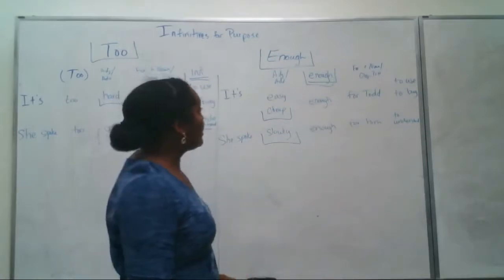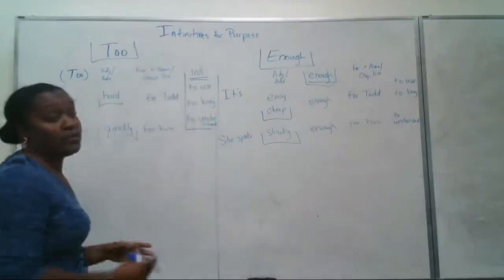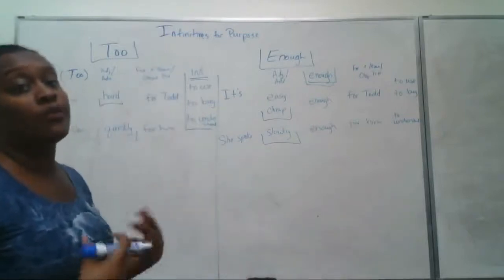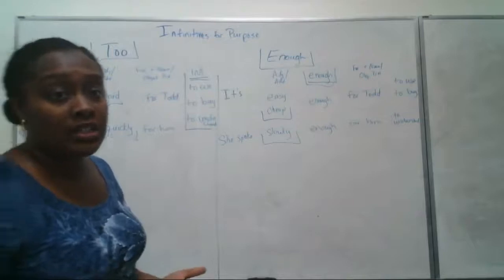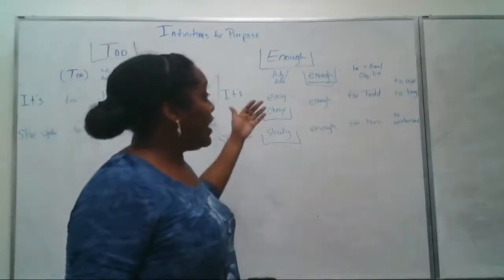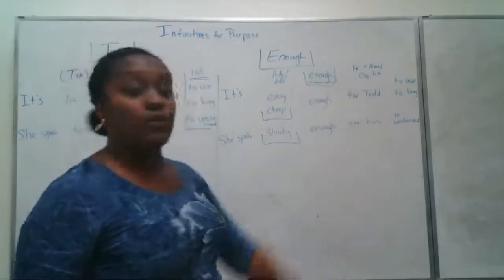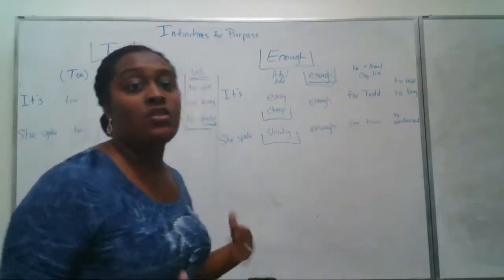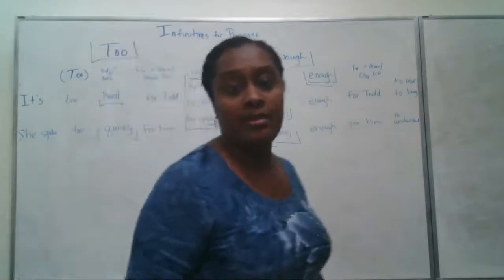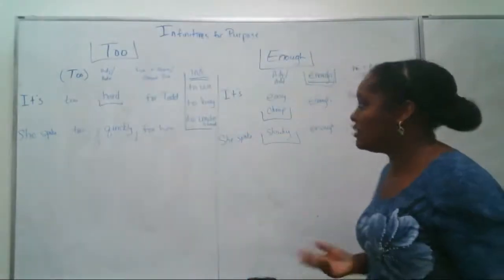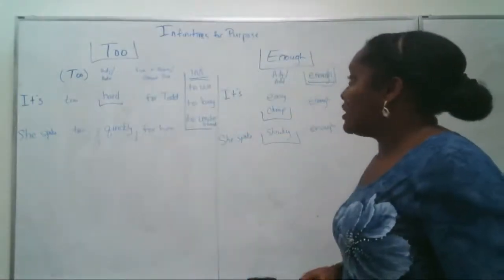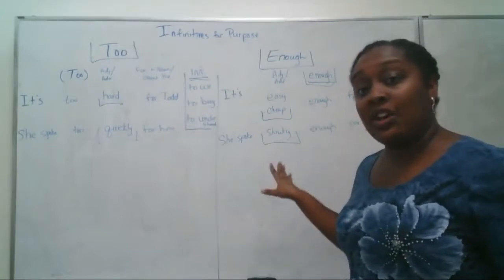So your important thing is that when you use too and enough, you're going to use a for plus noun or for plus object pronoun when you are constructing your sentence. Your infinitive will be at the end, and it usually shows a purpose or a reason. Okay? And you can even say excuse. Those are your infinitives of purpose. That's how you work it together.